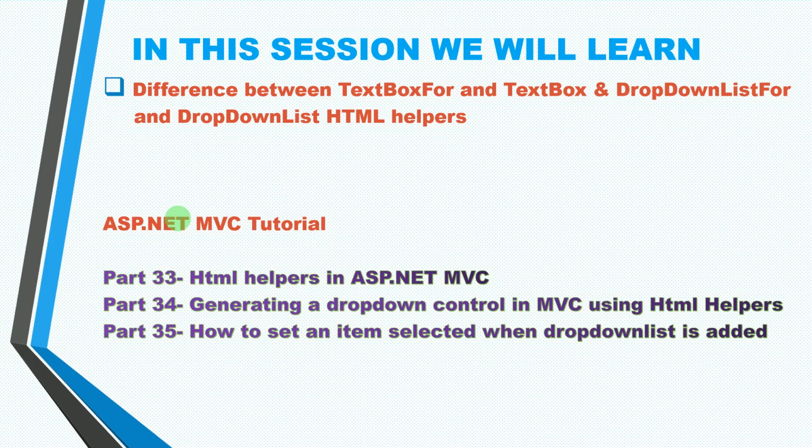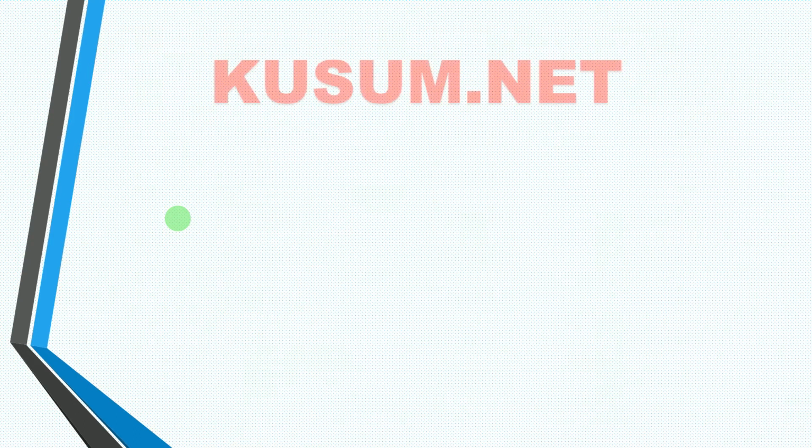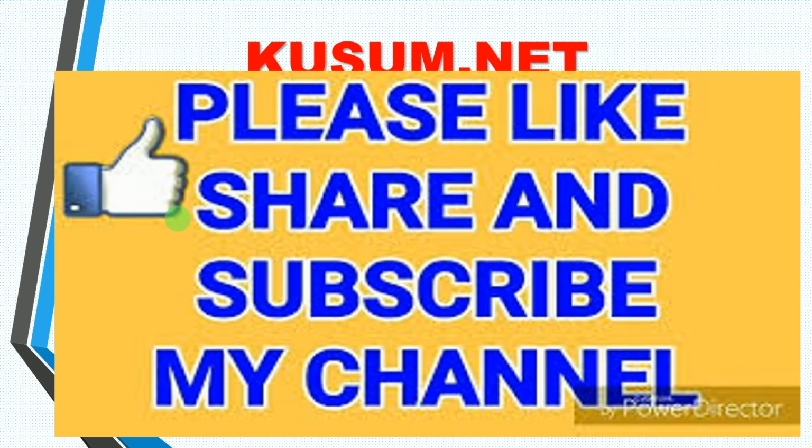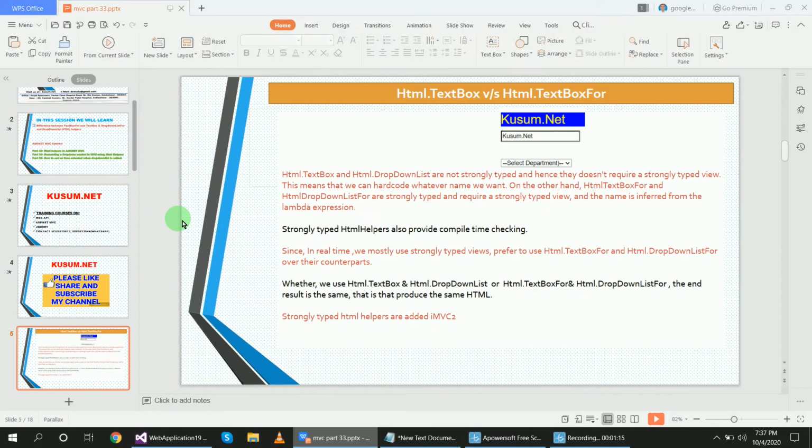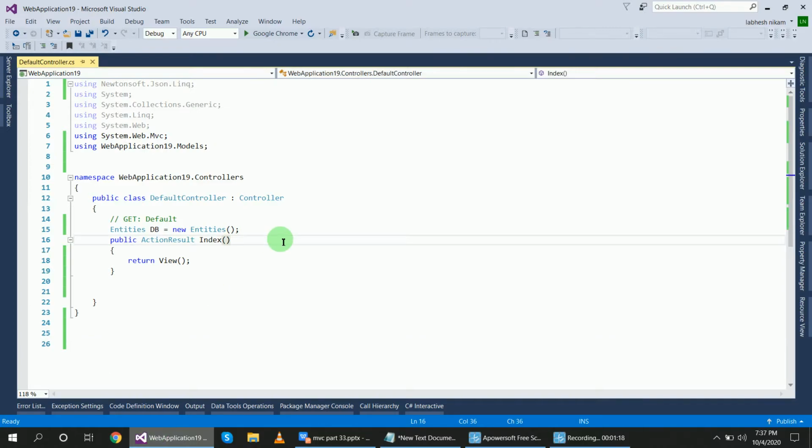In part 35, I explained how to set an item as selected when a drop-down list is added, where the data is coming from a table and the value is set to selected for that. So that was explained in part 35. Today we will see how to write the DropDownList, DropDownListFor, TextBoxFor and TextBox. For that, let's flip to Visual Studio and see.